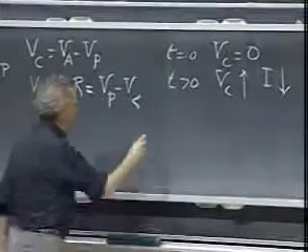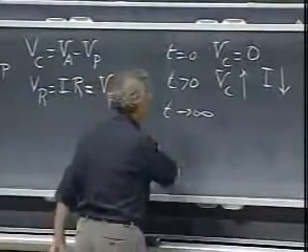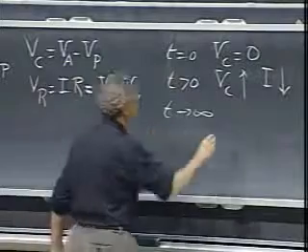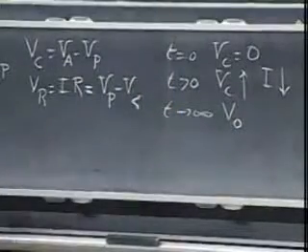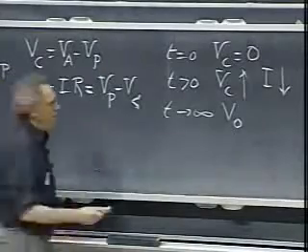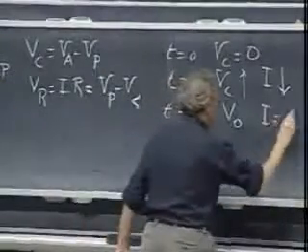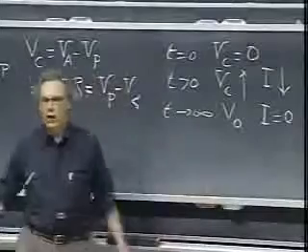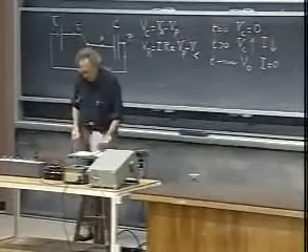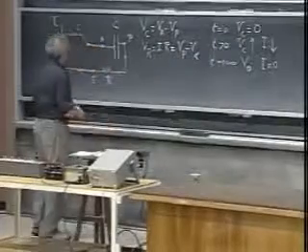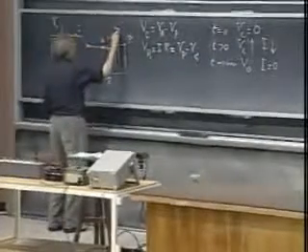And if you wait long enough, we call that infinitely long, then the capacitor will be fully charged, it will have the potential V0 of the battery, and then the current has become 0. No current is flowing anymore if the capacitor is fully charged. And so this capacitor is going to charge up, this becomes positive, and this becomes negative.